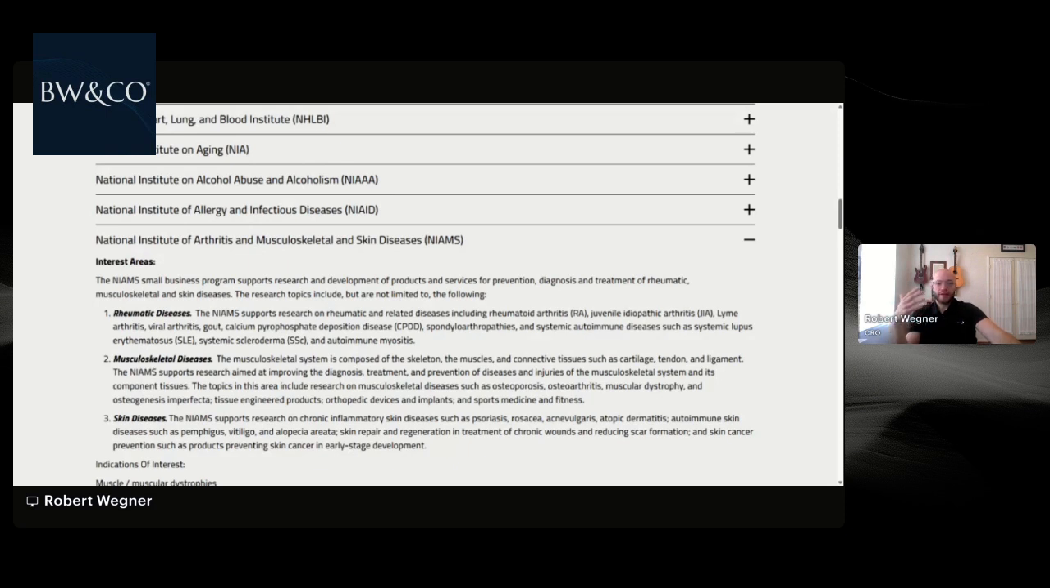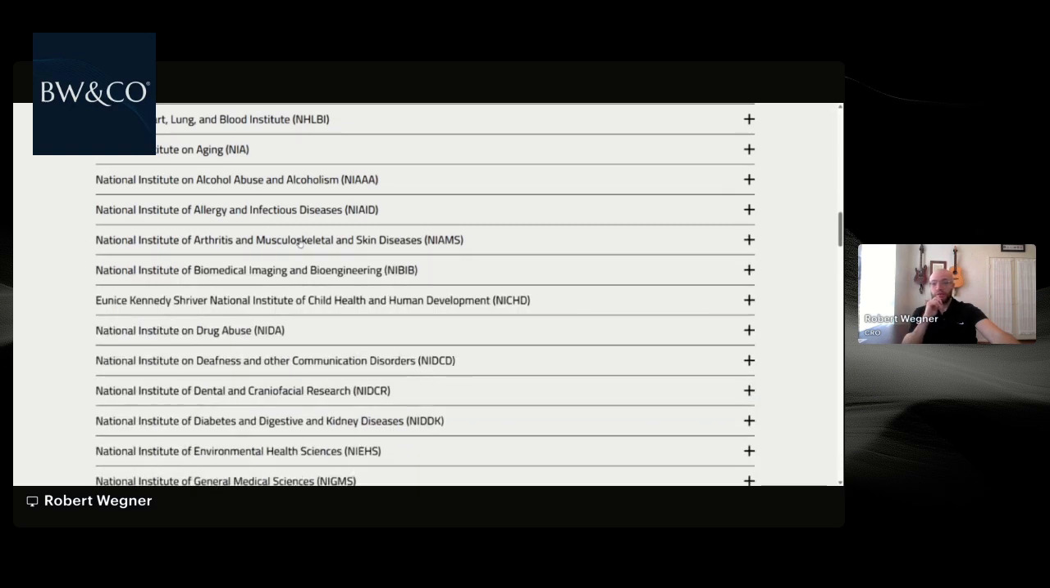So if you are doing anything in regards to arthritis, osteoporosis, any sort of skin diseases, psoriasis is a huge one, there are areas of focus here. There is some crossover for skin cancer, but if you're in the skin cancer space, I would probably have conversations with both NCI and NIAMS to figure out where the best alignment fits.